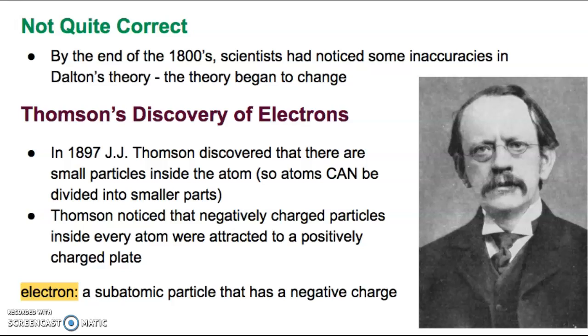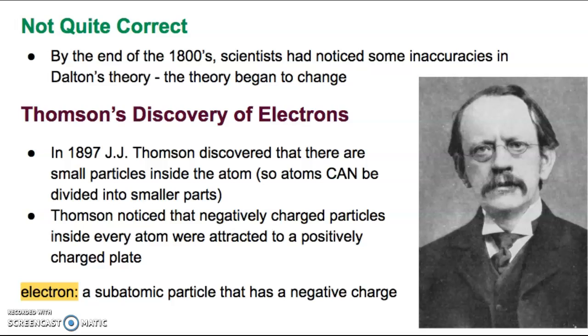Now, by the end of the 1800s, scientists had begun to notice some inaccuracies in what Dalton had posited back in 1803. The theory began to change as a result. In 1897, J.J. Thomson, another scientist, discovered that there can be small particles inside of an atom. In other words, the atom was not the smallest thing that existed. There were smaller parts within an atom.